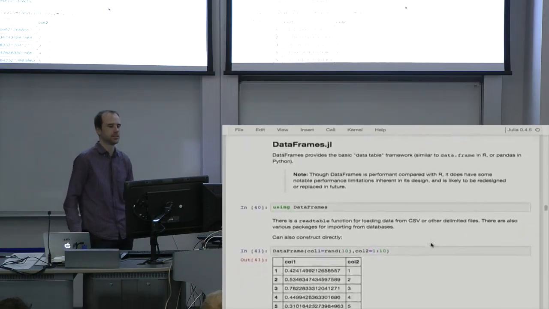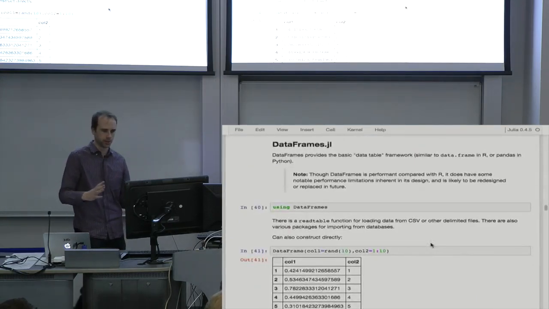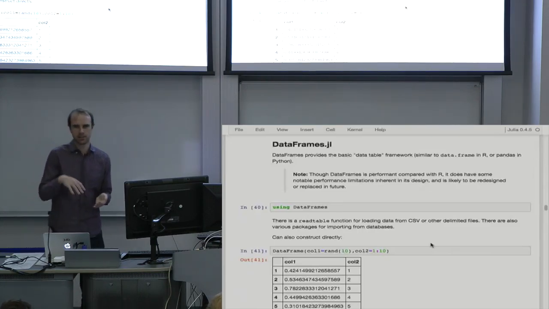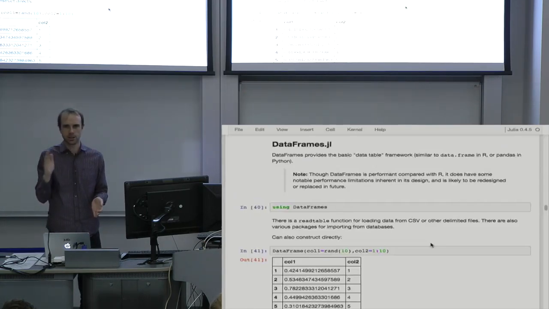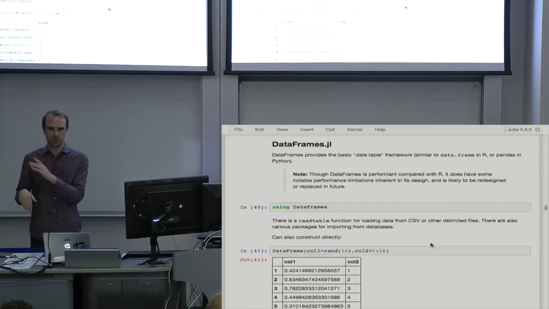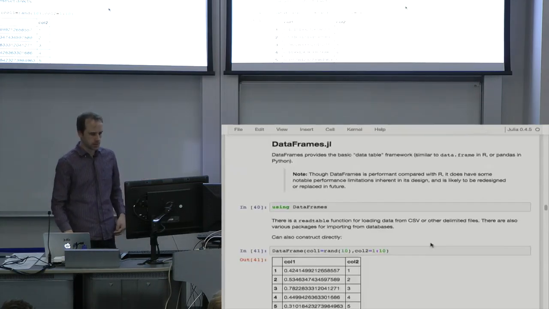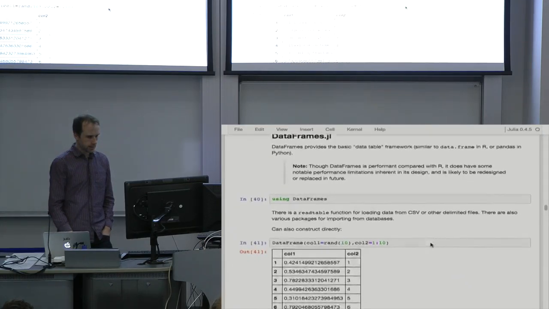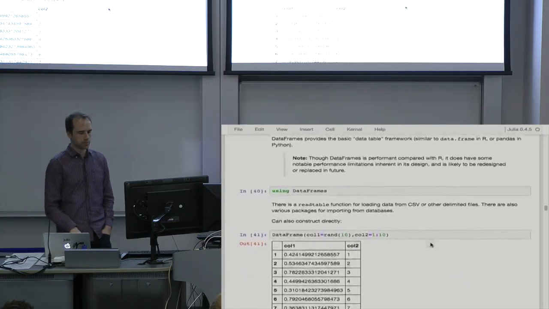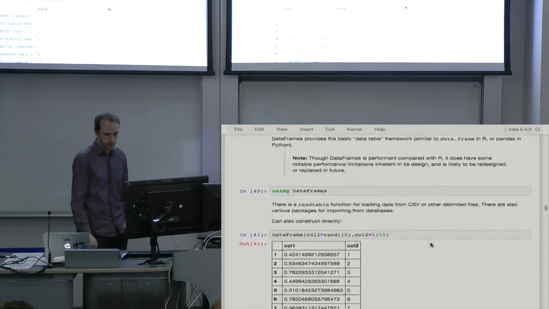DataFrames is the standard way of implementing tabular data in Julia. By tabular data, I mean your standard data where the two properties are that it's two-dimensional, so you have columns and rows. Typically, almost always, your columns are heterogeneous types, so you might have columns of ints, columns of strings, etc. But your rows are all the same, homogeneous. And there's also sometimes optional missingness, so you might have missing values.